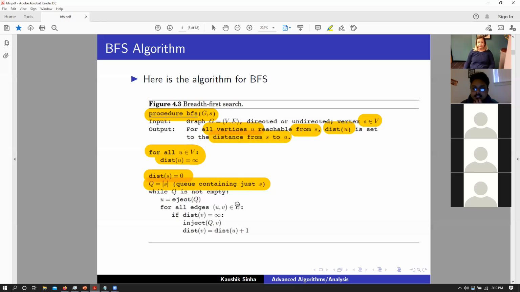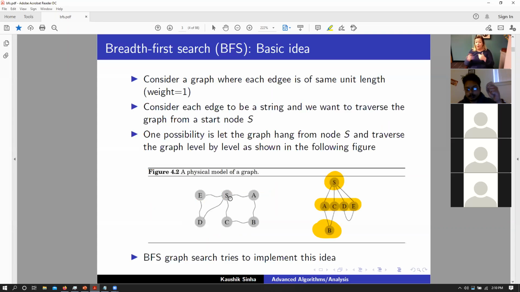So that is the data structure that we are going to look into. A queue is essentially FIFO, that is first in, first out. And while my queue is not empty, I'm going to pick the first element from that queue. Initially, that is only going to have my node S. And then for all edges that are connected to S, so this edge, this edge, this edge, this edge.